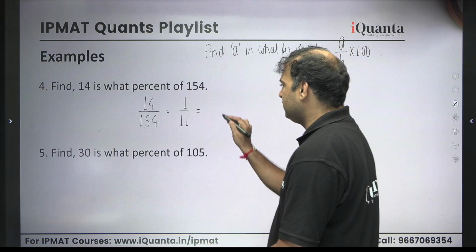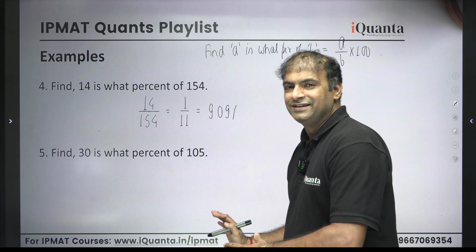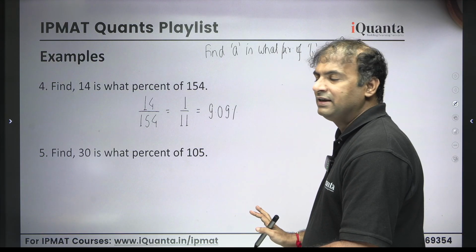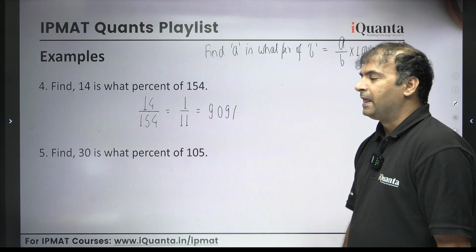So we can just write 9.09%. And that's it, right? We can just write it like this, and this is the correct answer, right? So this is how, guys, we can save a lot of time if we do not multiply by 100.